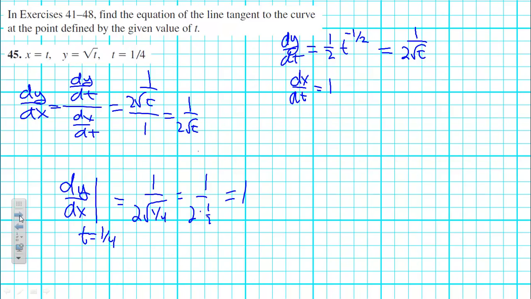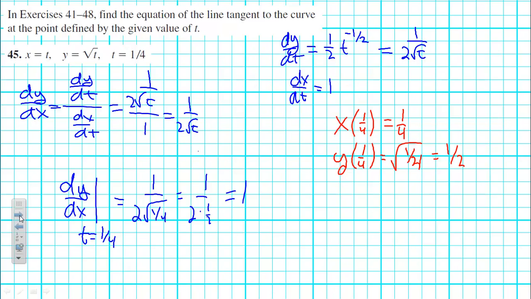Now we need the point. All right. So what is the x value when t is 1/4? It looks like it's 1/4. What is the y value when t is 1/4? It looks like the square root of 1/4, which is 1/2.